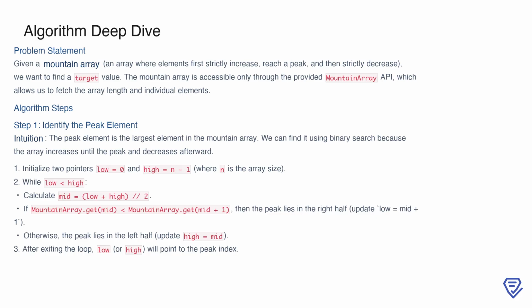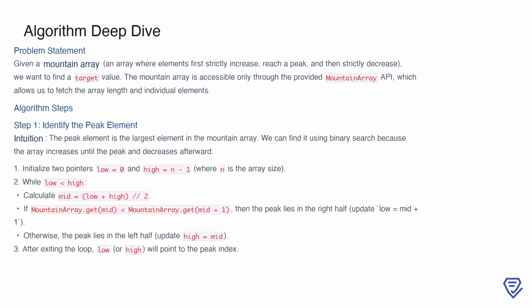The intuition here is that the peak is the largest element in the array, and because the array increases up to the peak and then decreases, we can use binary search to locate it. We initialize 2 pointers, low at the start of the array and high at the end. By calculating the middle index, mid, we determine which half of the array to search next. If the value at mid is less than the value at mid plus 1, the peak must lie to the right, so we adjust low. Otherwise, it lies to the left, so we adjust high. Once the loop exits, both low and high converge on the peak index, setting us up for the next steps in the algorithm.